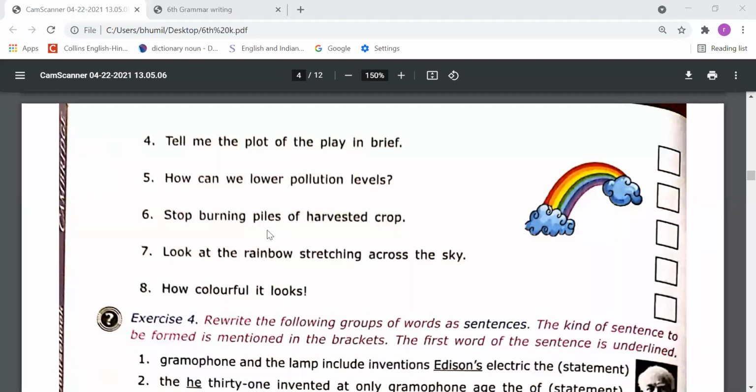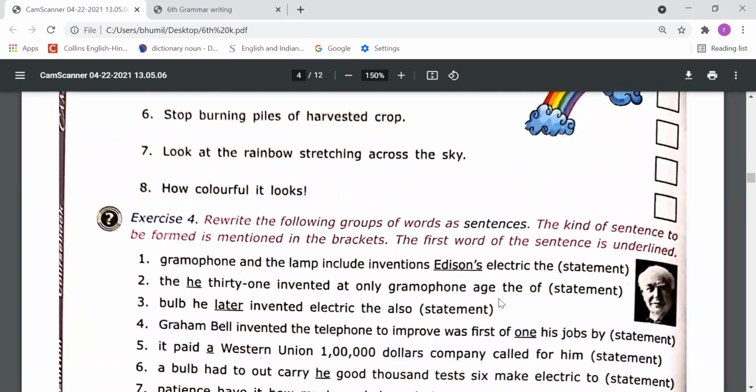"Stop burning piles of harvested crop." So you can see we have given an order. So that's an imperative sentence. "Look at the rainbow stretching across the sky." Again we are giving an order. So that's an imperative sentence. "How colorful it looks!" The exclamation mark is there at the end. So you can say that's an exclamatory sentence, right? So in this way you have to do exercise number 3.